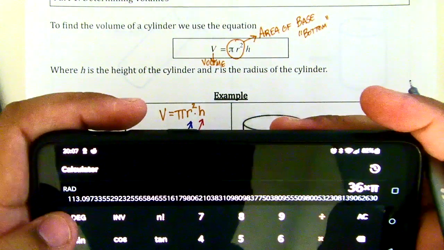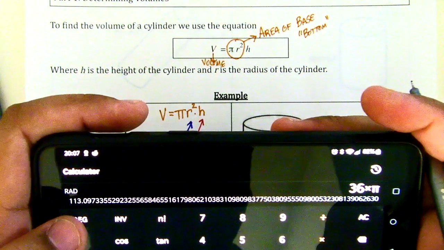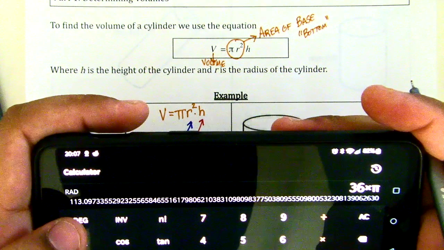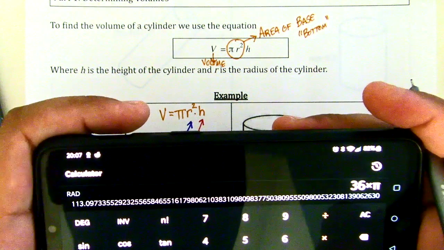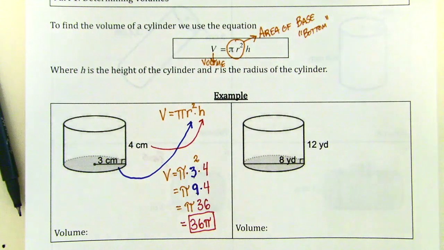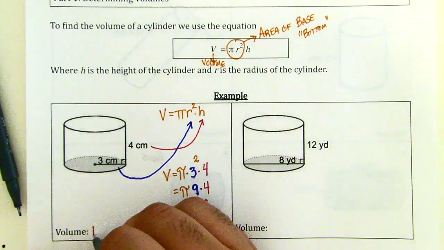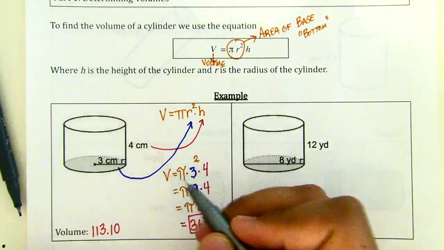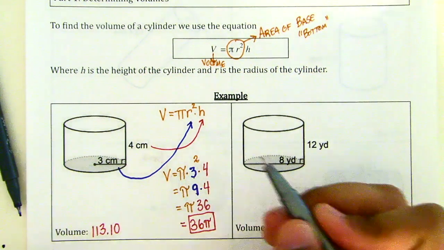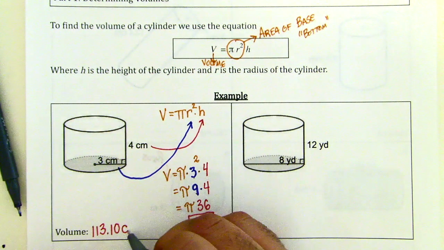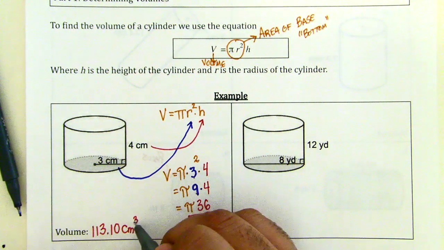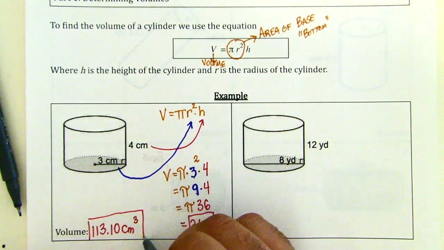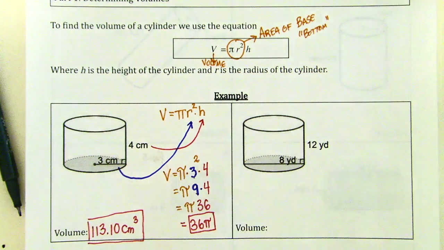And I've got 113 point. I'm going to round to 2 decimal places. So 0.97 goes to 113.1. So my volume is 113.10. And please don't forget your units. Because this is centimeters, my units are going to be cubic centimeters, right? That's my final answer there, right?